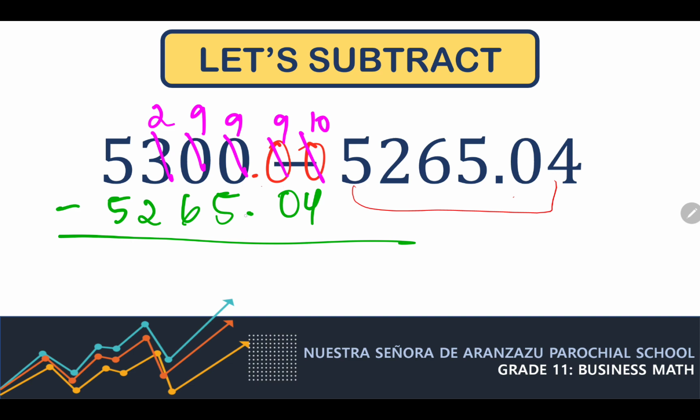So, 10 minus 4 is 6. 9 minus 0 is 9. Okay. 9 minus 5 is 4, and 9 minus 6 is 3. 2 minus 2 is 0, 5 minus 5 is 0. So, the answer is 34.96.